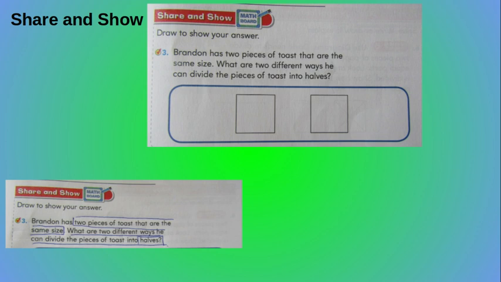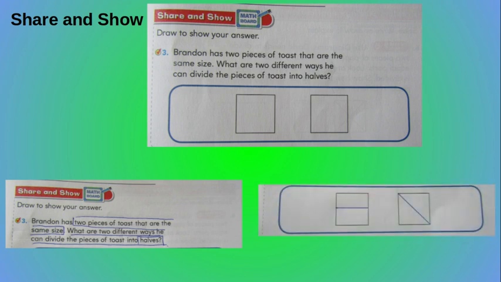My information that I boxed up is 2 pieces of toast that are the same size, and you'll notice in the question I also boxed up halves because it's telling me that I need to divide these pieces of toast into halves or 2 equal parts. Again, I have to show it 2 different ways. So here's 2 examples of dividing that square piece of toast into 2 equal parts.